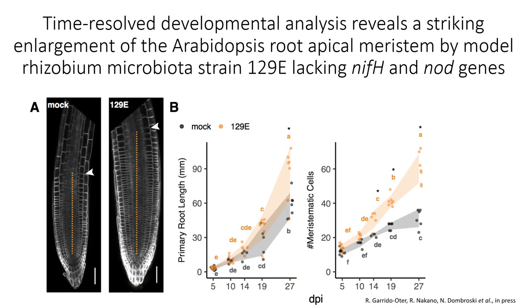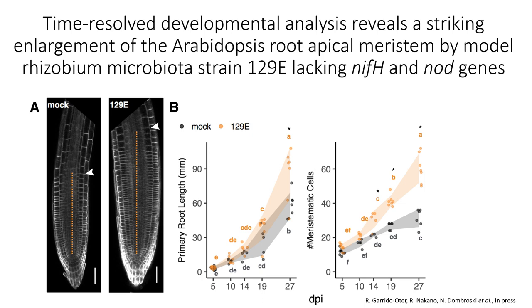But Thomas Nakano did a very careful, time-resolved analysis of the developmental changes in these roots after inoculation with these rhizobium commensals. And what he noted is that there's a marked impact on the root meristem. Essentially, the number of root meristematic cells, which is shown here in a time course compared to uninoculated plants, is essentially doubled from 30 cells to 60 cells. Now, how this profound change in meristem size, the doubling of meristem size, really relates to the primary root growth promotion, we still don't know, right?